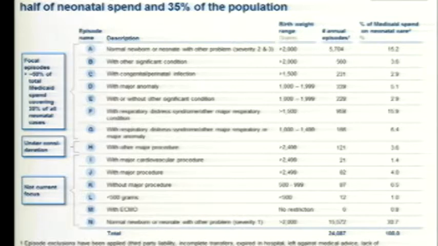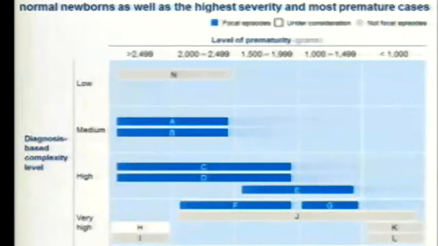And as Bill mentioned earlier, the very last row of this table, episode N, normal newborn severity 1. That's basically as straightforward as it gets for a perinatal case. There are 15,500 of those for Medicaid in calendar year 2011. As Bill said, those are not the focus of the neonatal episode here. So I'm going to go through one more page before I pause for questions.